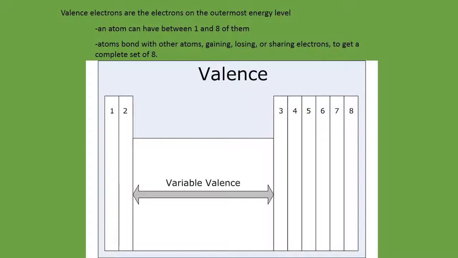If an atom has 1 valence electron, then it is easier for it to just give away the 1 than it is to take or share 7. So, it will probably do that. If an atom has 7 valence electrons, it is probably easier to take 1 than it is to share or give away 7. So, it will probably do that.